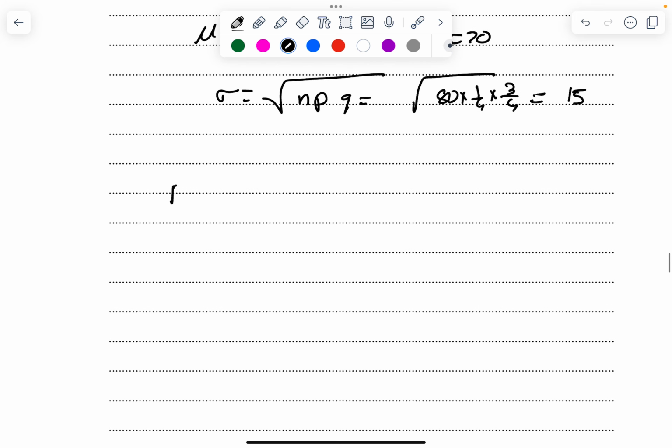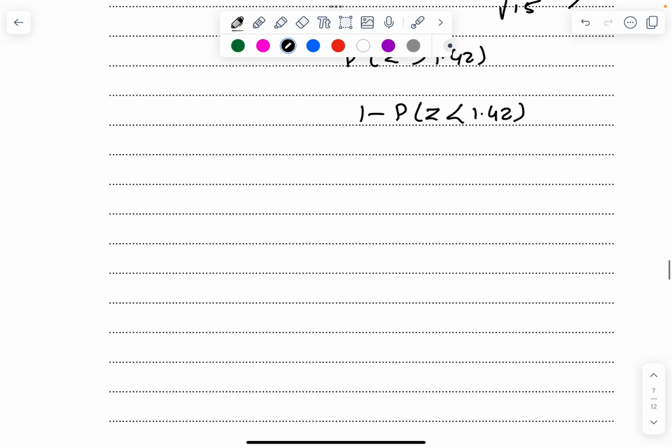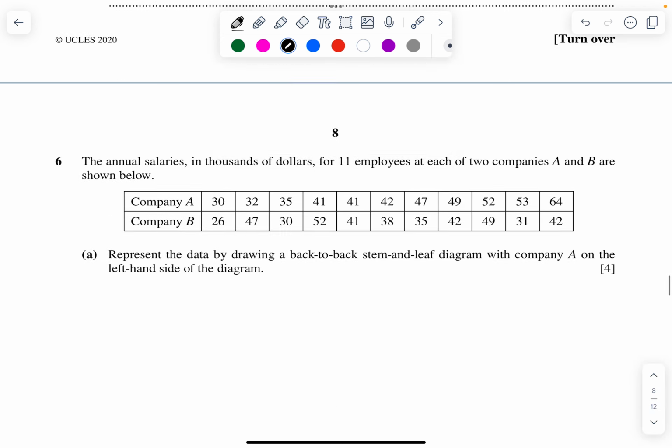Then probability of more than 25. So it's going to be probability of z greater than (25.5 minus 20) by square root of 15, which is probability of z greater than 1.42. So 1 minus probability of z less than 1.42, which is 1 minus 0.9222, which is 0.0778.